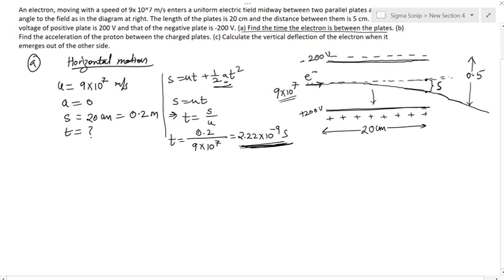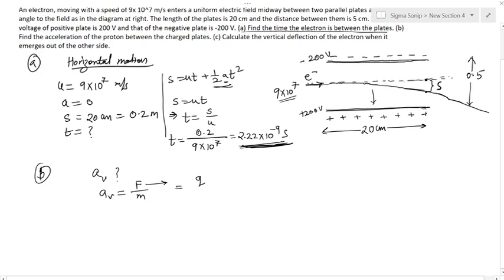So here we need to consider the vertical motion. Now we need to think here a little bit. To find vertical displacement here, we need vertical acceleration. Where would you find vertical acceleration? We don't have vertical acceleration, we need to calculate it, and we can find that with this formula. But do we have the force on the electron? No. How can you calculate the force on electron?